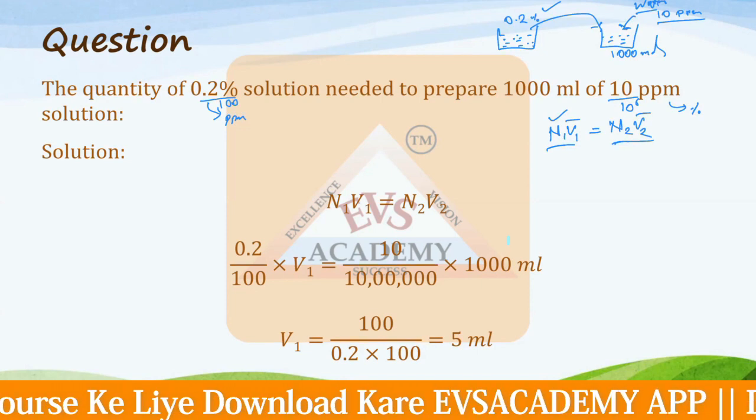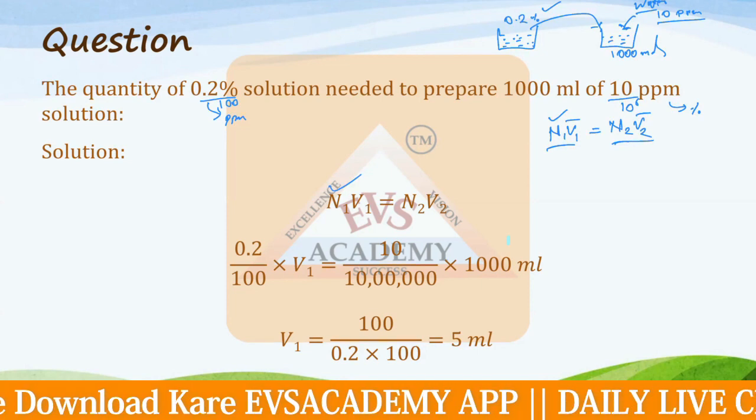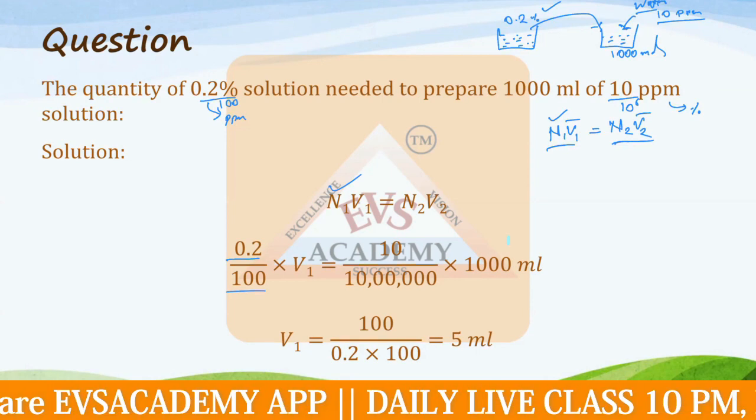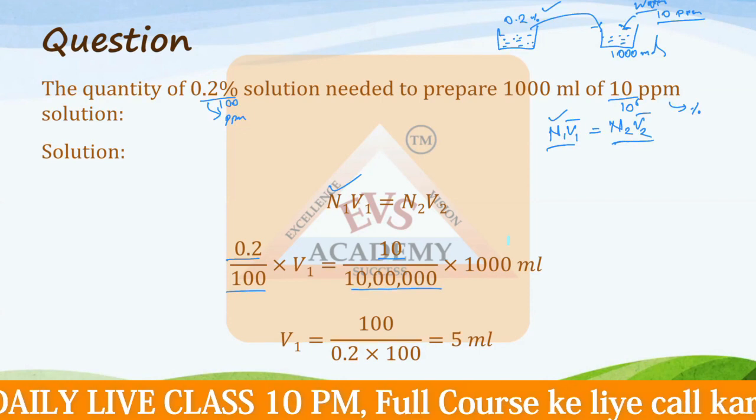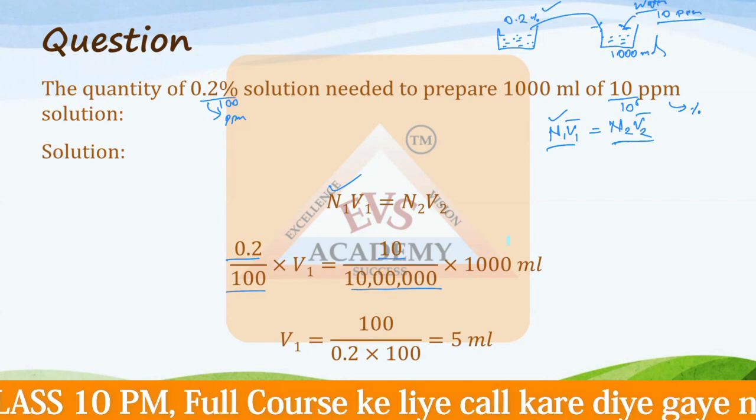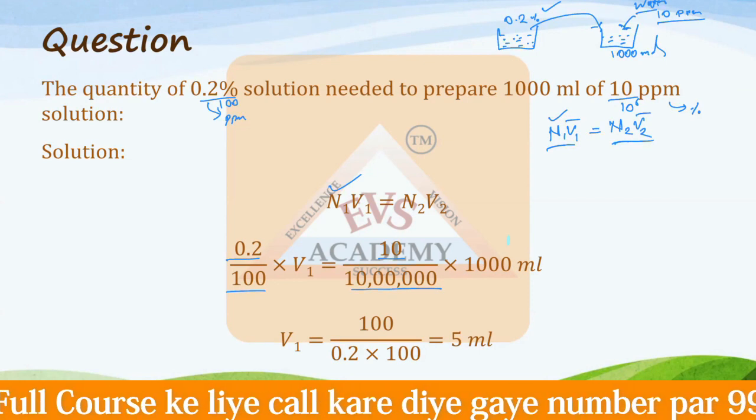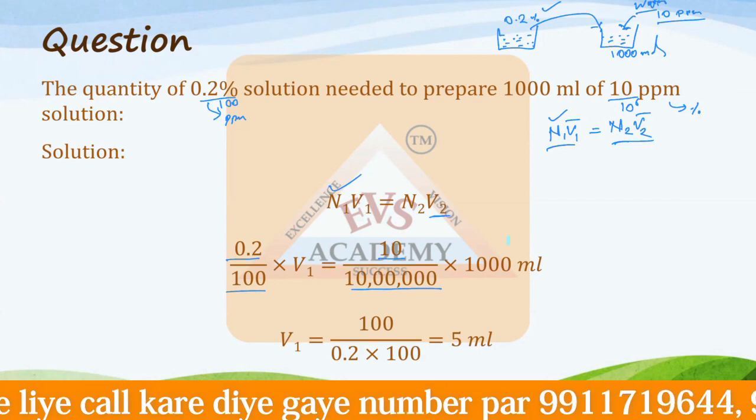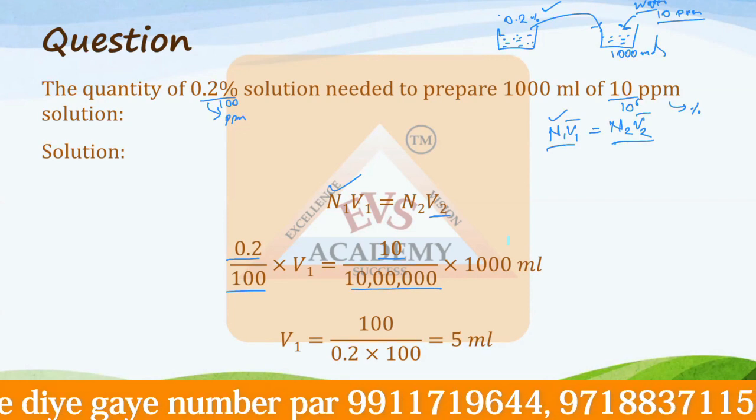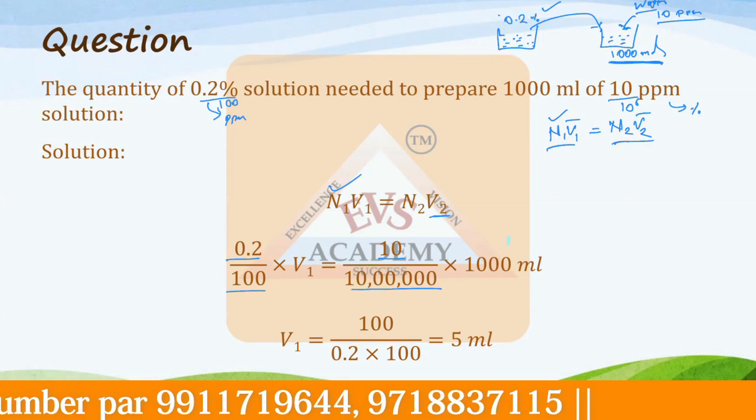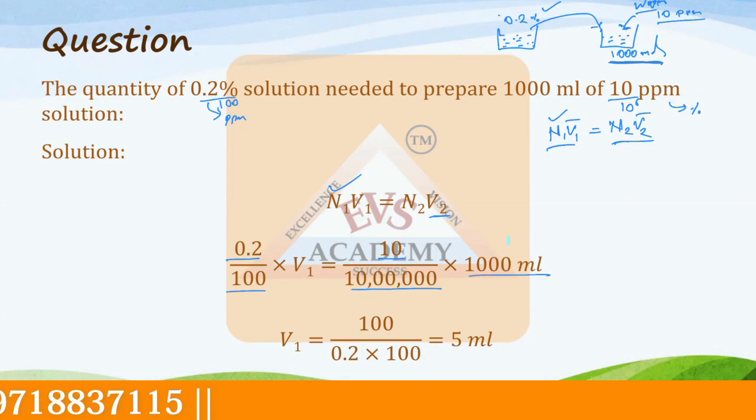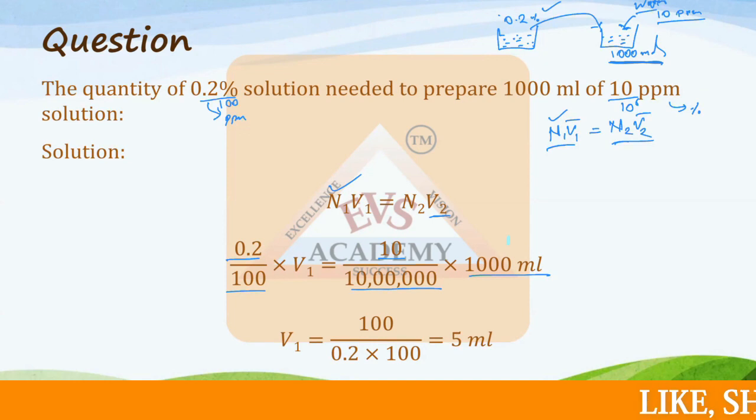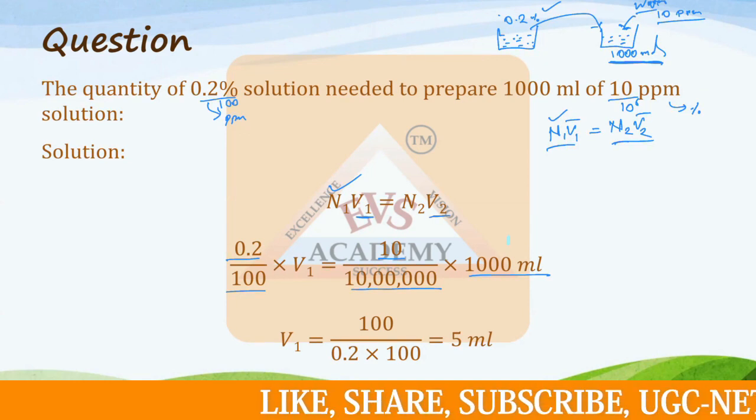So I have used in this formula: N1 is 0.2 percentage, meaning 0.2 divided by 100, multiplied by V1. N2 is 10 ppm, 10 divided by 10 lakh or 1 million, also converted into unity. And for V2, we know how much of this new solution we want to create: 1000 ml. I am putting 1000 ml. Now I put the value of V2 in ml, which means I will get the value of V1 in ml, because the units on both sides are equal.